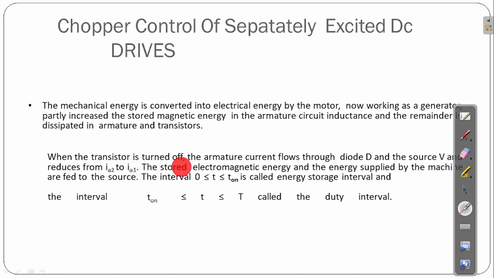When the transistor is turned off, the armature current flows through the diode and the source V and reduces from IA to IA1. Then the stored electromagnetic energy and the energy supplied by the machines are fed to the source. The interval of 0 to T on is called energy stored interval, and the interval T on to T is called duty interval.